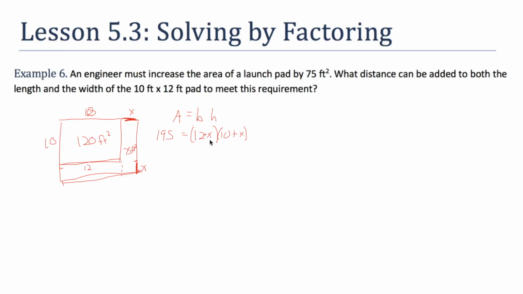This is not in our standard form. We can't just see it and say x equals negative 12 or negative 10. We need a 0 over here, so we're going to multiply this out and then try to solve that quadratic. So we have 12 times 10 is 120. 12 times x is 12x. 10 times x is 10x. And then lastly, x times x.